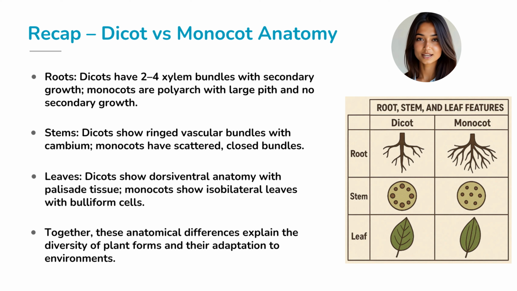In leaves, dicots are dorsiventral with palisade and spongy mesophyll. Monocots are isobilateral with bulliform cells and parallel venation. These differences explain why woody trees and shrubs are dicots, while grasses and cereals are monocots. Isn't it fascinating that the internal design of plants so elegantly matches their life strategies?